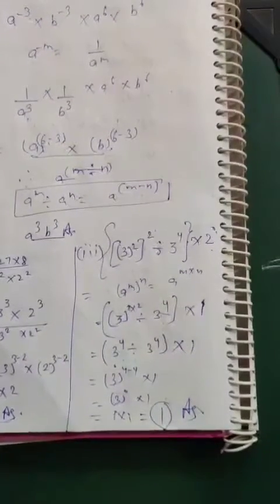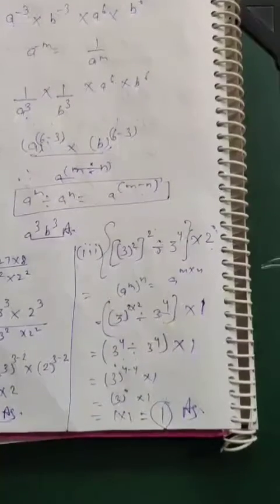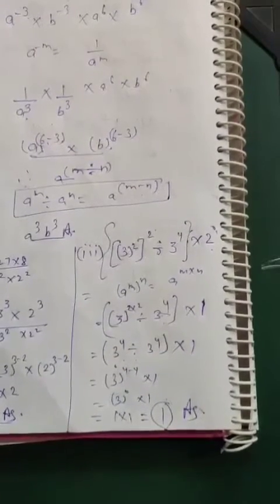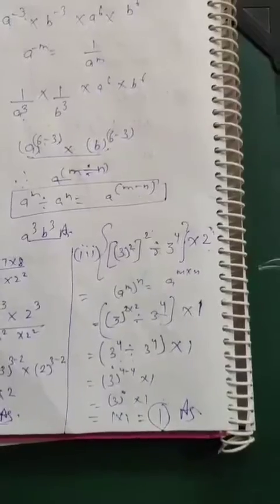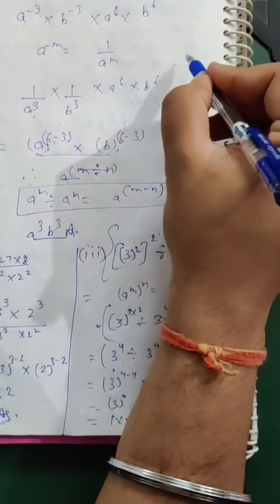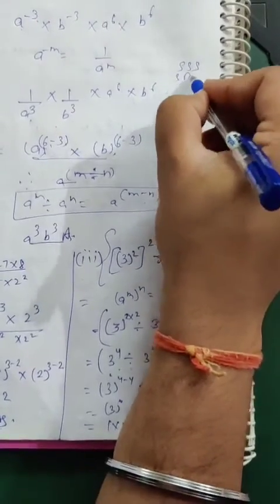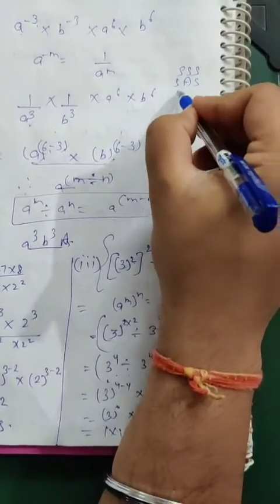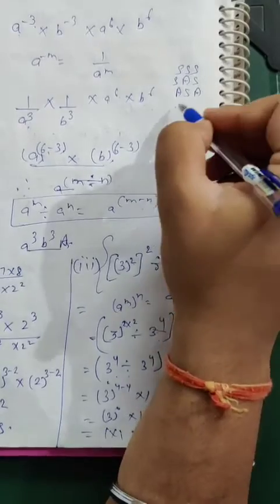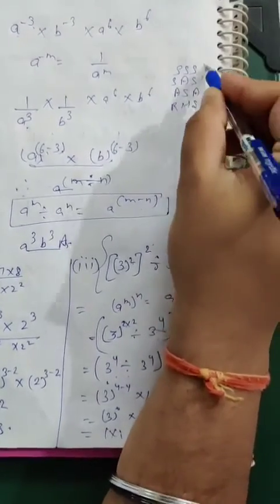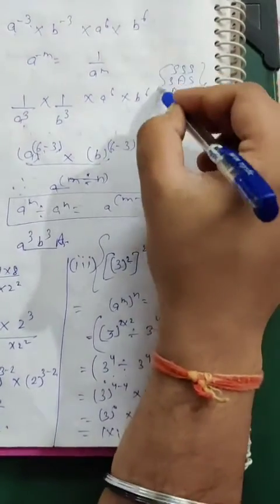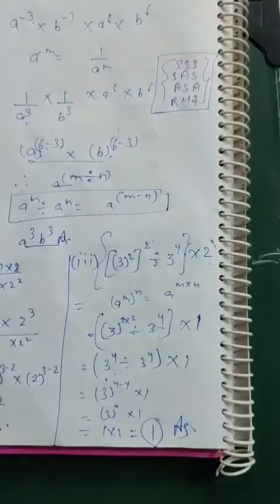Till now we have discussed how two triangles can be congruent to each other by the given criteria. The 4 criteria we have discussed are: SSS, that is side side side, SAS, that is side angle side, ASA, that is angle side angle, and RHS, that is right angle, hypotenuse and side. These all 4 criteria we have discussed with the examples.